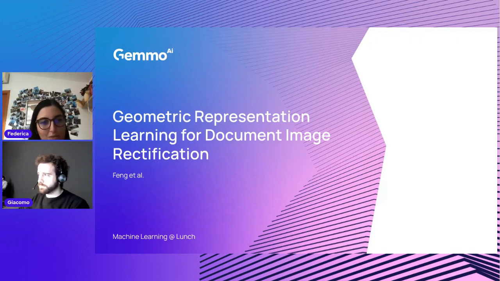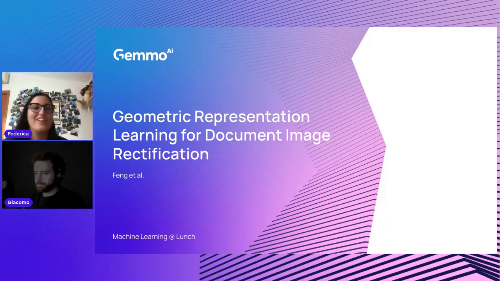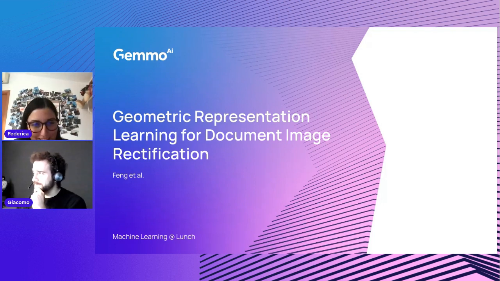Today we have Giacomo that is talking about geometric representation learning for document image rectification. And this is, I think, a novel architecture or something like that to obtain a rectification of images of documents, as the title says. And Giacomo, you can go on and tell us more about it.